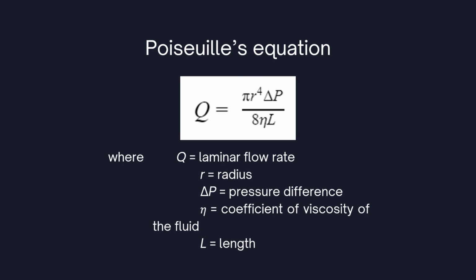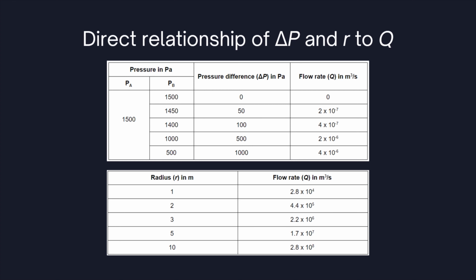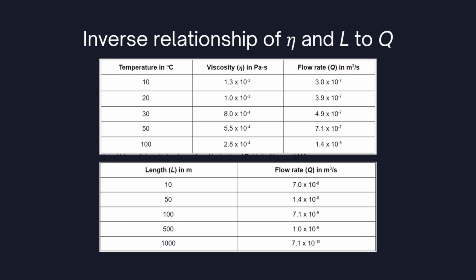equation. From the theoretical data, the flow rate is expected to increase when the pressure difference or the radius increases, and it should decrease when the pressure difference or the radius decreases. On the other hand, the flow rate is expected to decrease when the viscosity or the length increases, and it should increase when the viscosity or the length decreases.